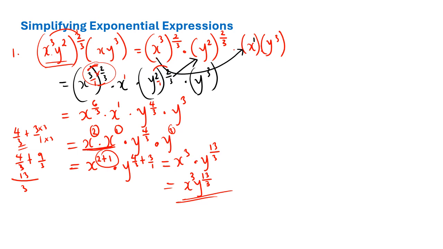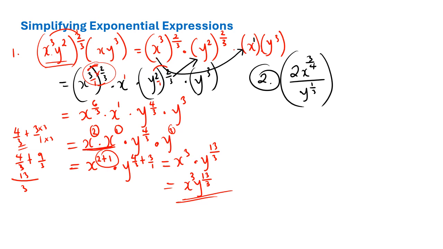All right, let's look at another problem. So number 2. Let's take another example. So we have 2x to the 3 over 4 divided by y to the 1/3.